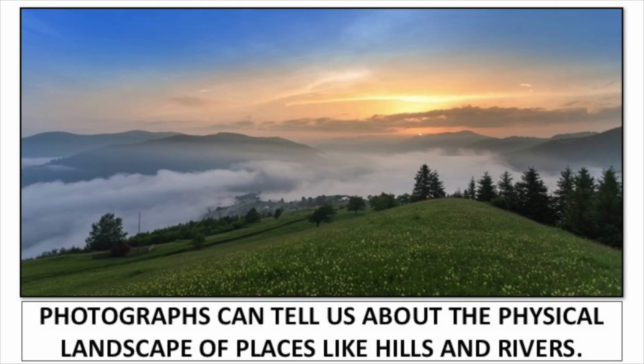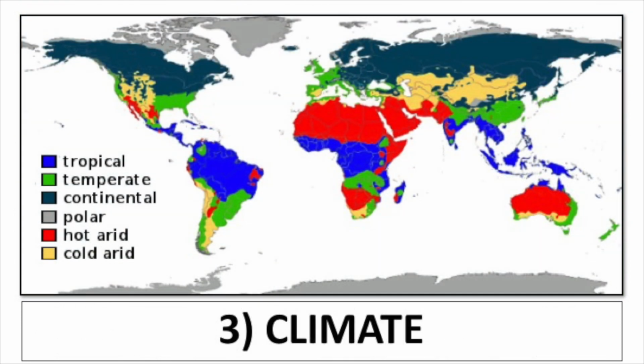Can we see any rivers? No. So we know that this place has lots of green trees. And the third thing, climate. Now, climate is another word for weather. Okay? The different climate of each place tells us what the weather's like.